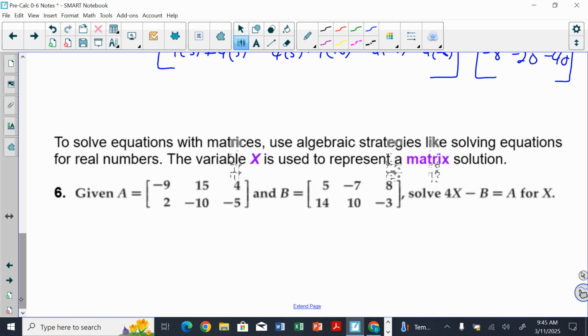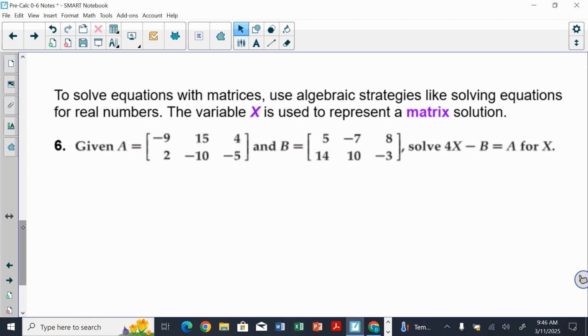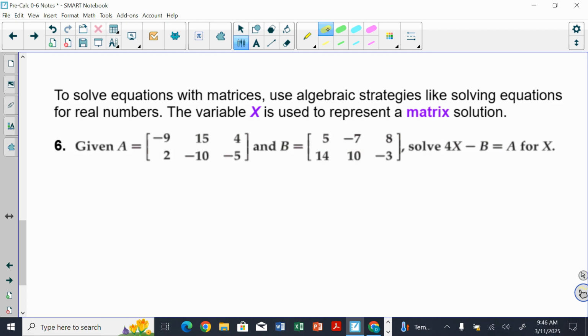All right, the last thing today is talking about a situation where we want to solve equations. We can solve equations with matrices just like solving equations for real numbers. We use a big capital X to represent the matrix solution. So we're given two matrices, A and B here, and we're trying to solve 4X minus B equals A. We want to have this equation and solve for X.